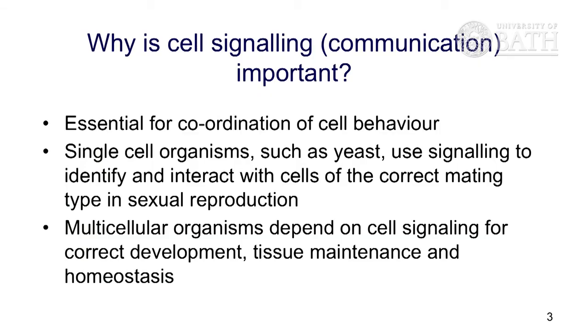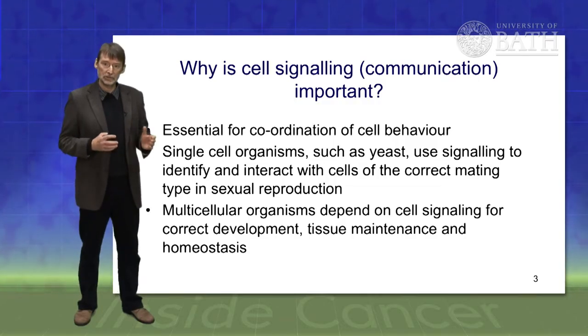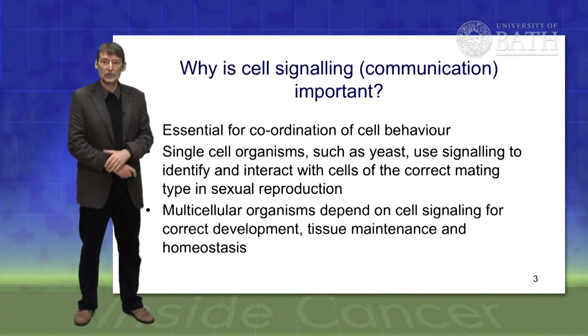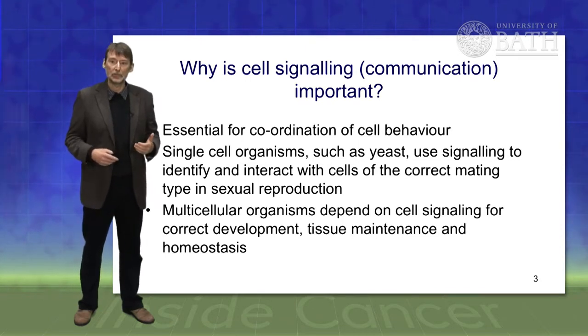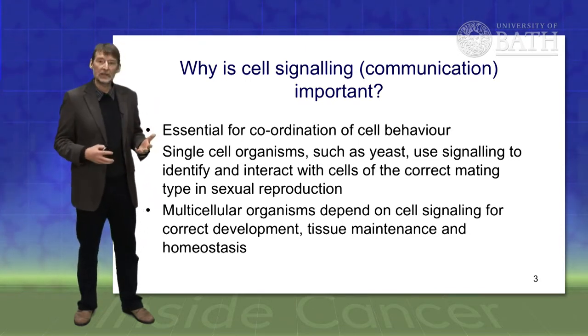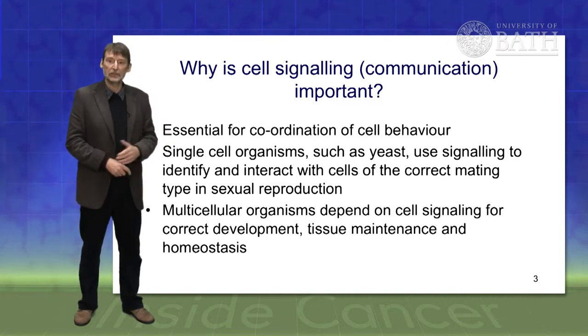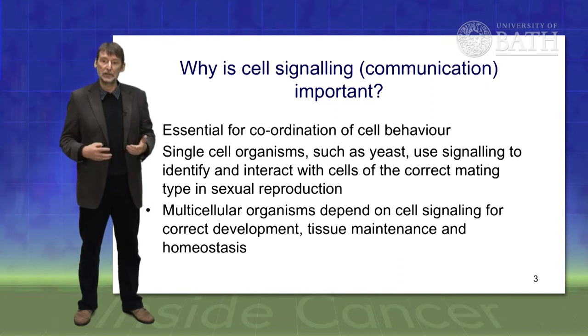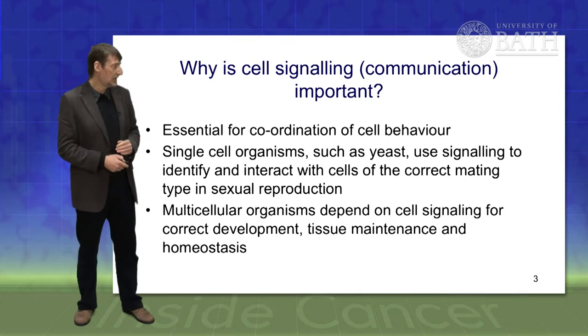Why is it important that cells communicate? Well, like anything that involves lots of interactions, you need to coordinate this behavior. So cells communicate using lots of signals to perform all of the functions that they do. Particularly in multicellular organisms, cells need to communicate for correct development, for instance, during early life, and to maintain tissues and functions later on. So I'll show you a couple of examples of what I mean.